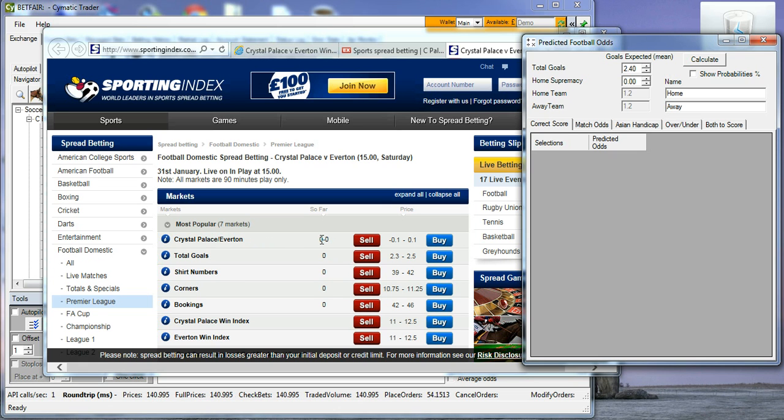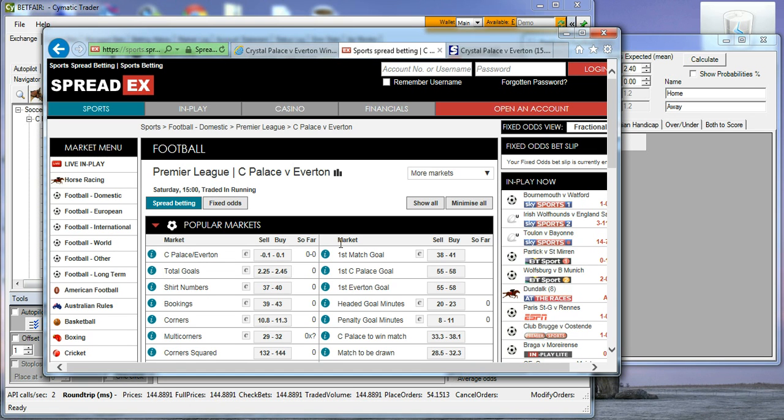0-0 is nil-nil, that's just how they show this as home supremacy. It's the top value in the most popular markets, and they reckon it's going to be between -0.1 goals and 0.1. So the average of those two is 0. So they don't think Crystal Palace has an edge over Everton in this match. So we'll just leave a 0 in there, and if we go to SpreadX, you can see -0.1 to 0.1, and the mid value again is 0. So we put a 0 in.